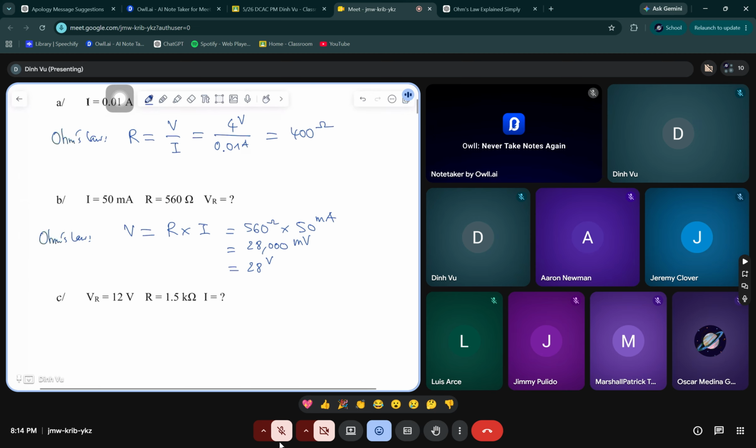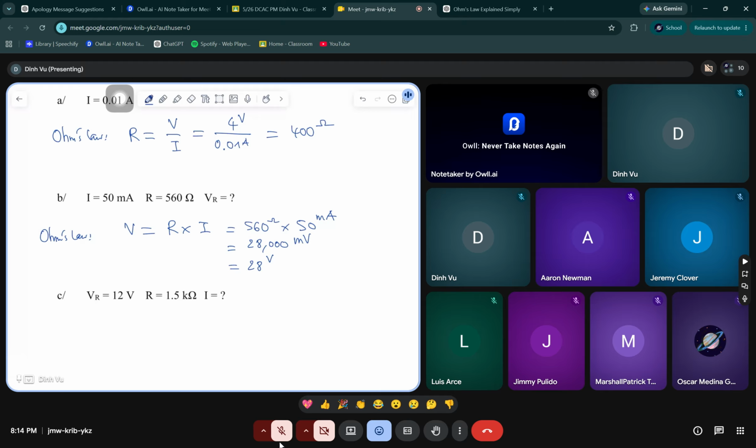Now, the last question. V is 12 volts. R is 1.5 kilo ohms. What is the current? 8 amps? No. 8 milliamp.